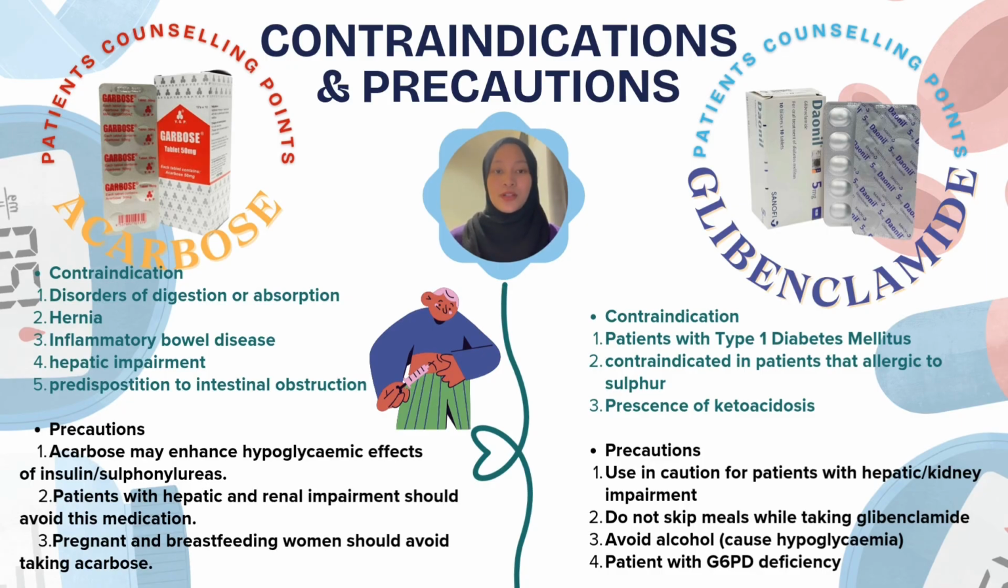We continue with glibenclamide. The contraindications are patients with type 1 diabetes mellitus, patients that are allergic to sulfur, and the third one is presence of ketoacidosis. The precautions of glibenclamide are: use with caution for patients with hepatic or kidney impairment. The second one is do not skip meals while taking glibenclamide. Third one is avoid alcohol as it can cause hypoglycemia. And lastly, patients with G6PD deficiency should take precaution when taking glibenclamide.